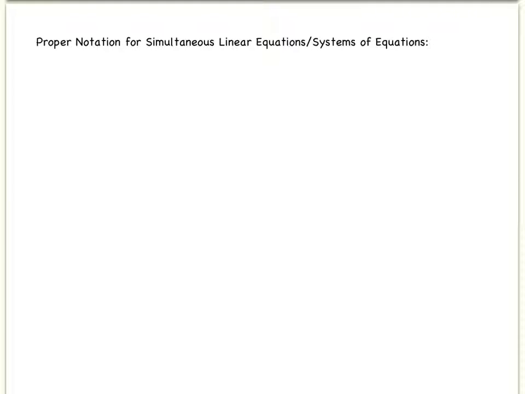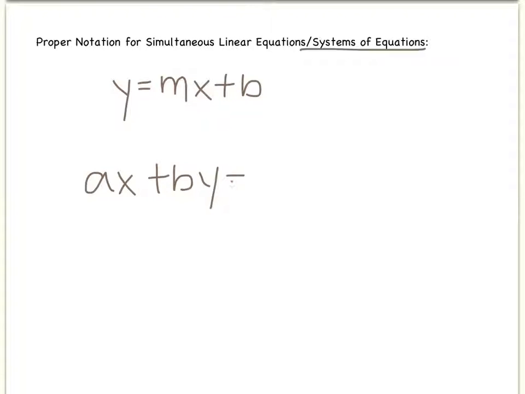Okay, so the proper notation for linear equations. When we're talking about systems of equations today, you're going to see it in the form of y equals mx plus b. And you're also going to see it in the form of ax plus by equals c. You've already seen linear equations that look like this. So let's go ahead and take a look at exercise 1. Before we do that, how to determine your answer.